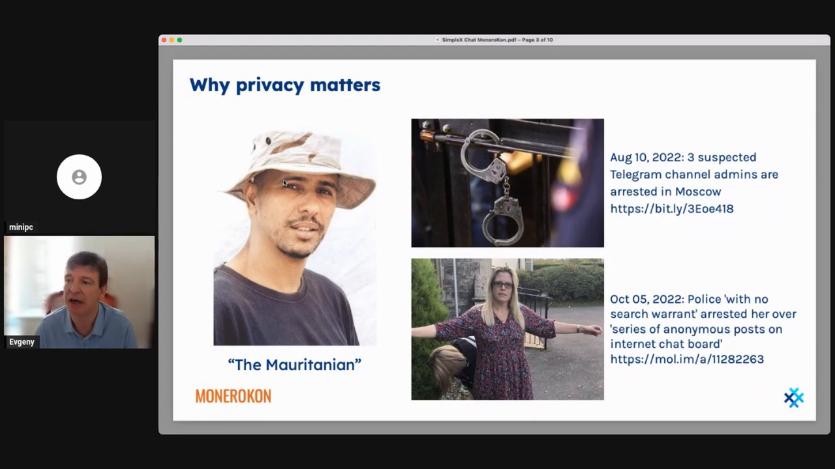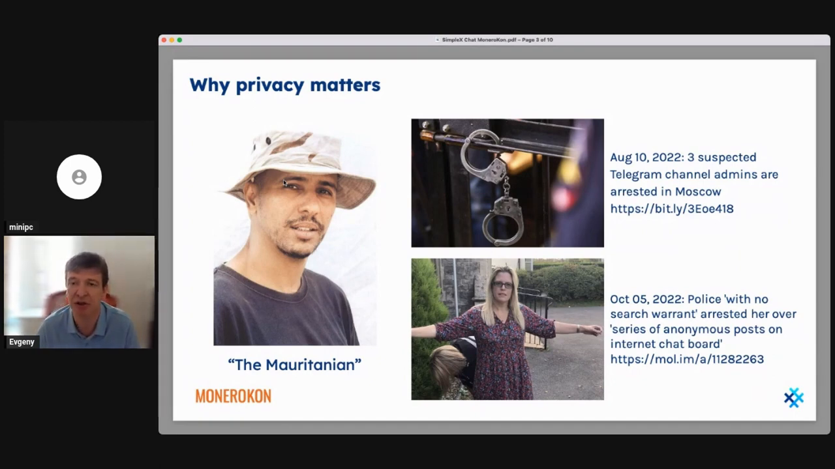And we see similar things happening even in civilized countries. In Russia, it's quite routine news that Telegram channel admins are arrested in Moscow. It's not even surprising to anyone. But the latest news here, it's an old news, but still, it happened in the UK: police arrested a journalist after some hostile internet chat board. So unfortunately, this kind of freedom of expression is clearly not granted even in many civilized countries.